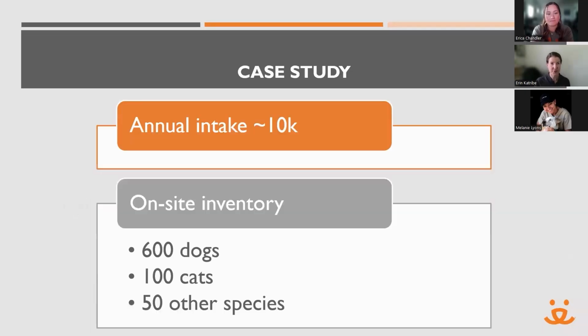Okay, I want to share with you a success story. So this is an example shelter, annual intake of about 10,000 animals, on-site inventory, 600 dogs, 100 cats, and 50 other species on site when we started rounds.